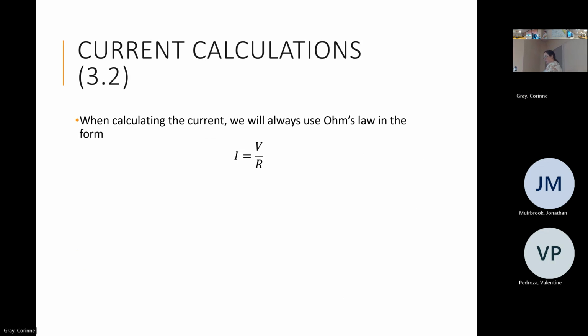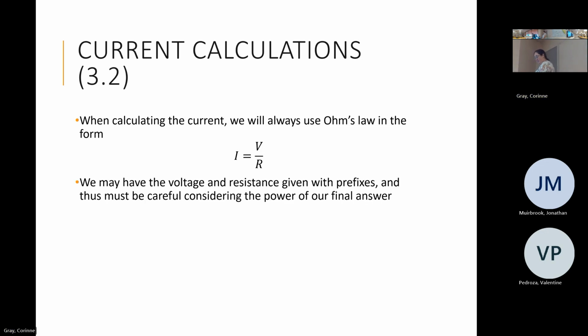Yep. Current calculations. So we're going to do the next couple sections, which is basically how do you rearrange Ohm's law to find a value? This is how, if you need to find a current, you can use Ohm's law. I equals V over R. Right? If you go through and look at this, the thing that we will probably want to be careful with if we are doing a current calculation is our units. Typically, it's going to be the resistance that is the problem.